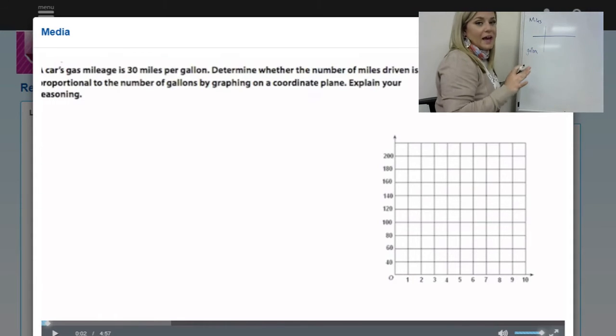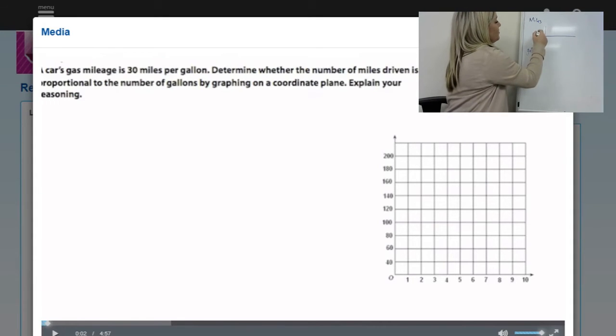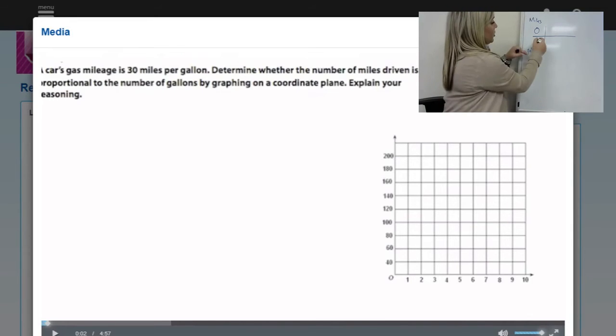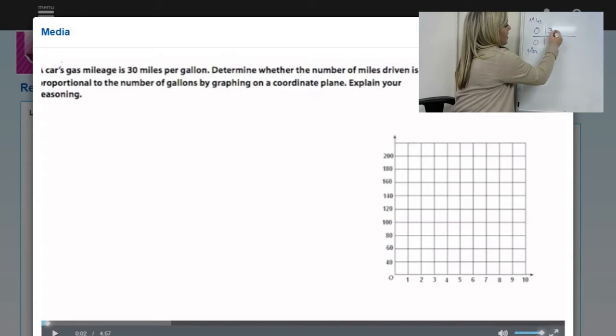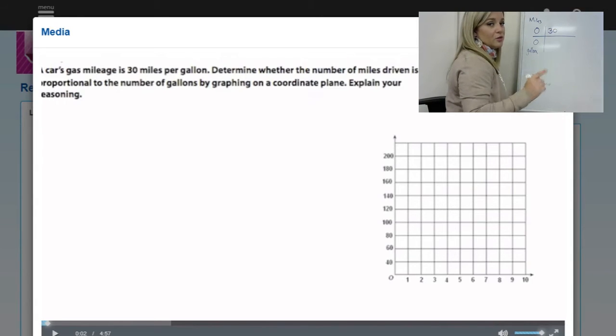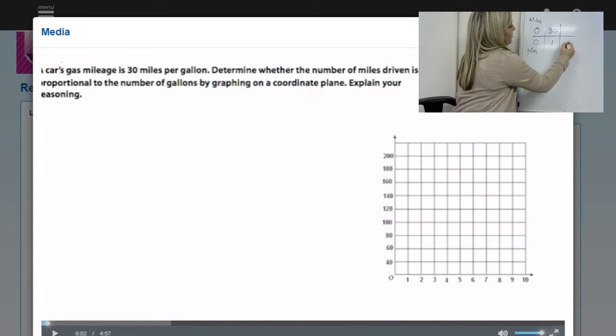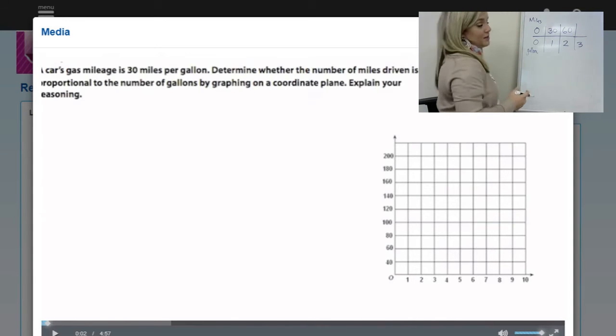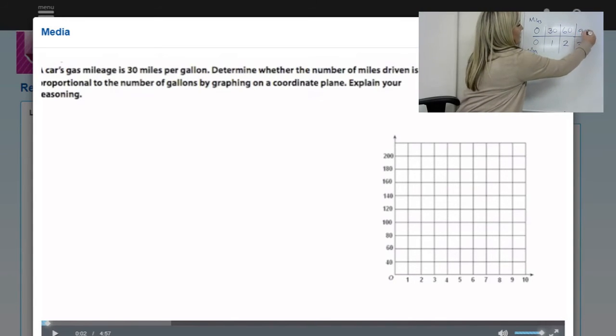All right, so we'll say that if you're driving 0 miles, it says it's 30 miles a gallon. So 0 miles, you're going to use 0 gallons of gas. If you drive 30 miles, you're going to use 1 gallon of gas. If you use 2 gallons of gas, you'll have gone 60 miles. And then if you use 3 gallons of gas, you'll have gone 90 miles.